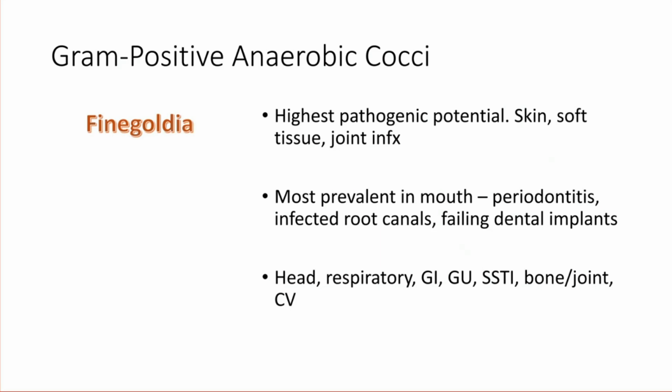Prevotella is a good thought. What's other P? Parvimonas. Can cause head or respiratory GI infection. It's pretty much everywhere. Peptostreptococcus. So if you see these guys in your culture, don't ignore them, again, depending on your site.